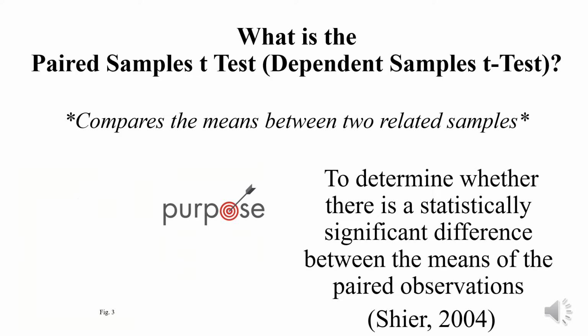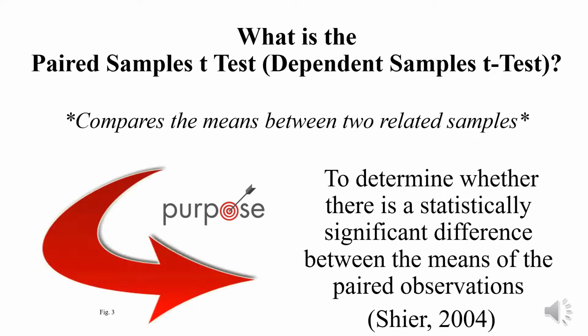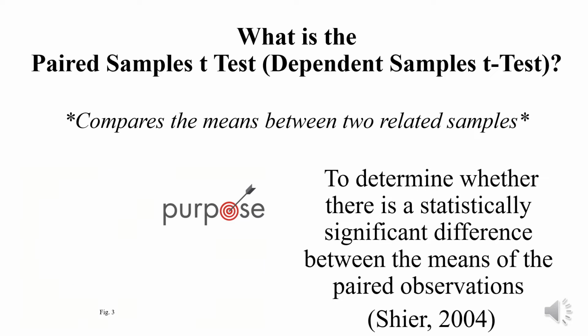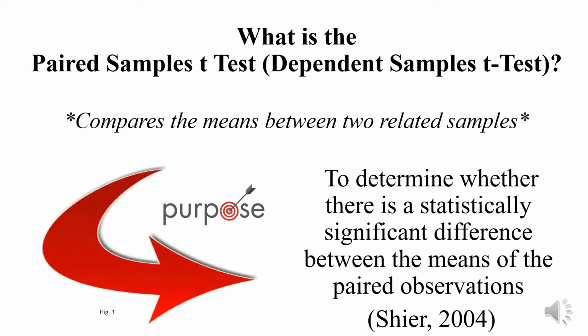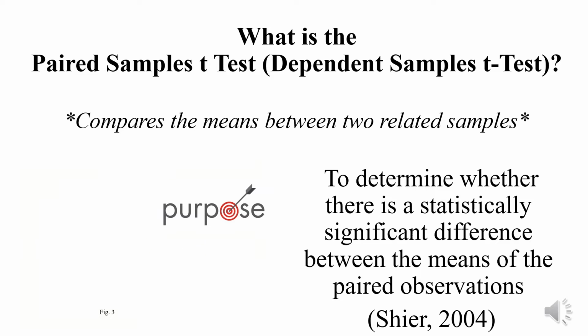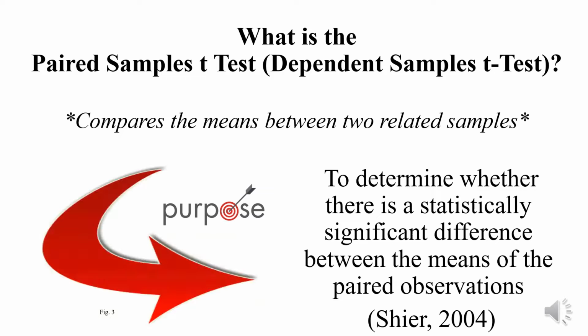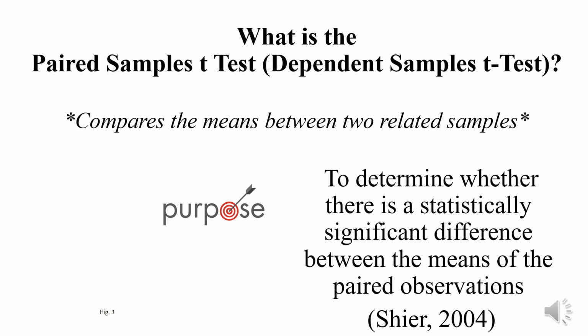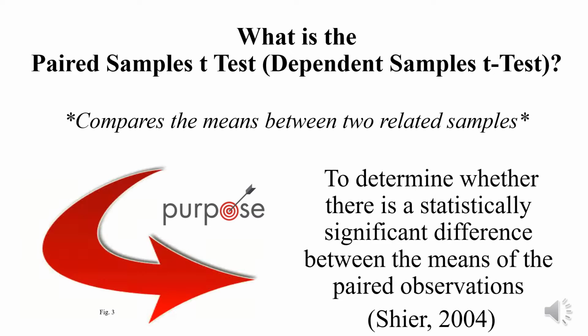In other words, a paired samples t-test compares two sample means from the same population regarding the same variable at two different times to determine whether the difference between the two means is statistically significant or occurred by chance alone.